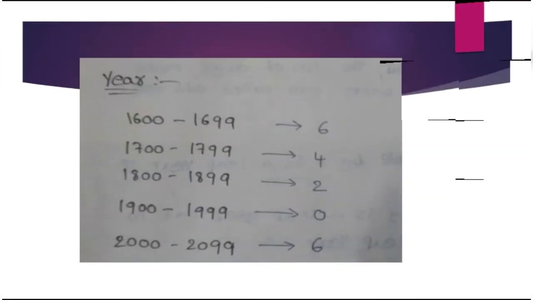Let's move on to the years. Years are easy. For 1600 to 1699 it is 6. For 1700 to 1799 it is 4. Remember the value is 4.